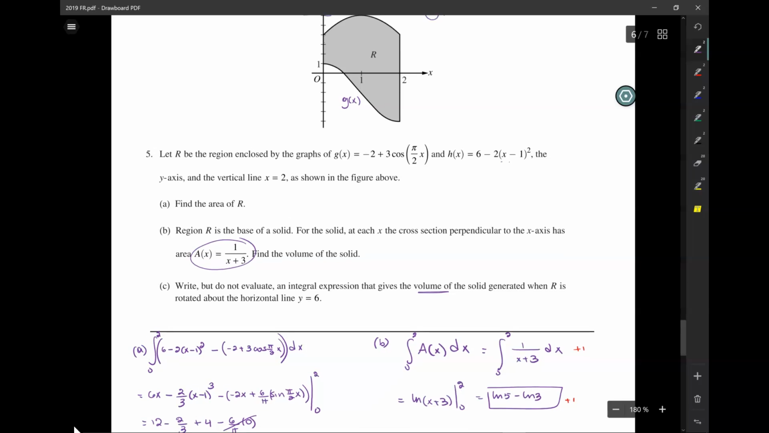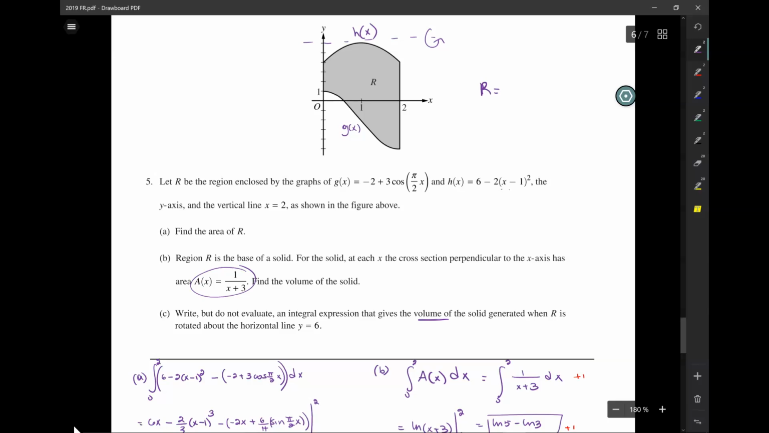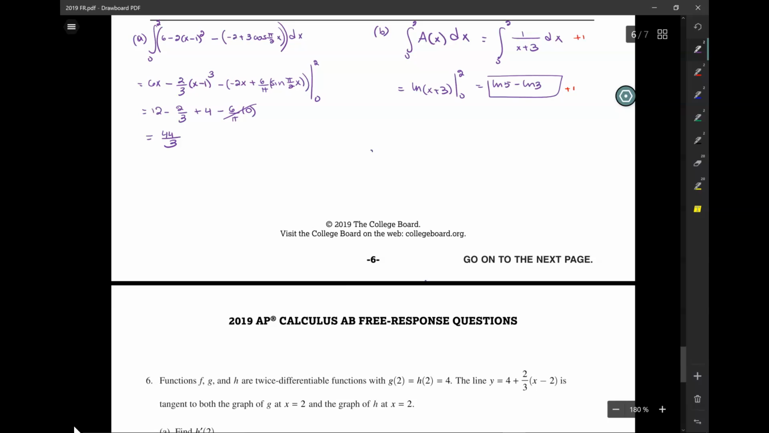So big R is equal to upper minus lower, but of the outside. So 6 minus g of x. Little r is always upper minus lower, but of the inner function. 6 minus h of x. So now, C, the volume is pi from 0 to 2, 6 minus g of x squared minus 6 minus h of x squared dx.